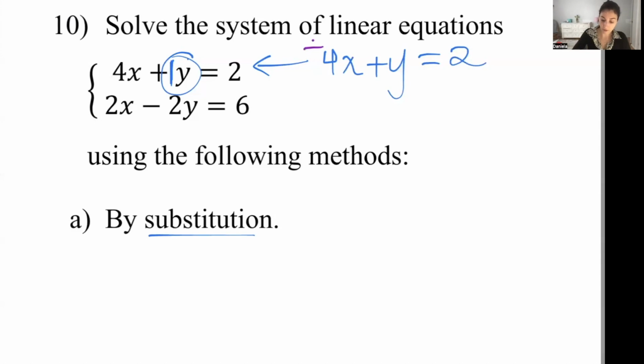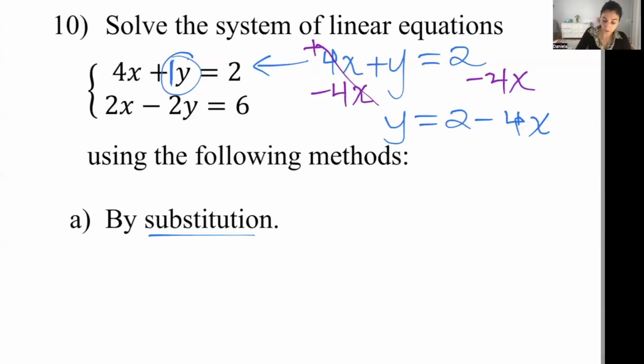So there's an imaginary plus sign in front of there, right? So the opposite of adding 4x is subtracting 4x. And these are not like terms. So you just end up with y is equal to 2 minus 4x. Done, right? You see how when you solve for the ones that have coefficients of positive 1, look, there's no fractions. It's just a simple adding or subtracting on both sides, right?